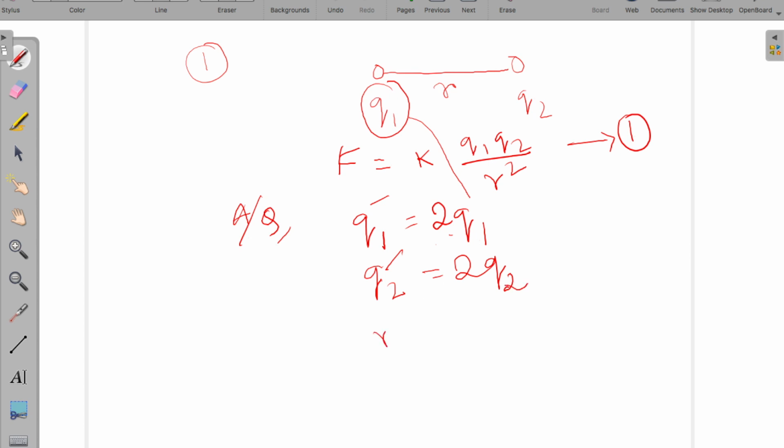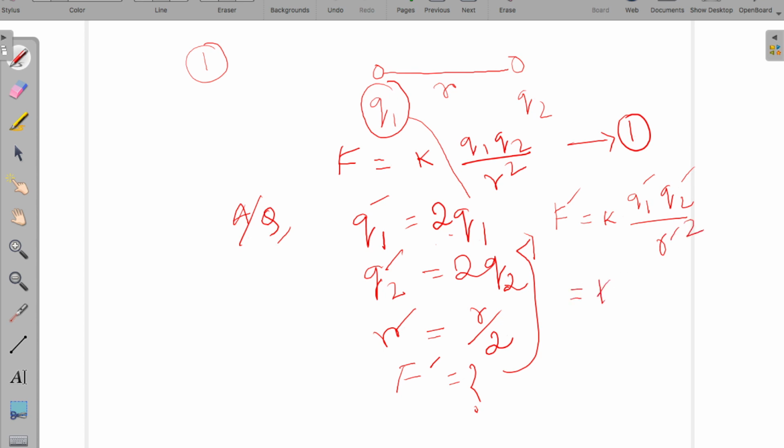Next, the distance is halved, r dash is equal to r by 2. So now the distance is halved. What will be the new force F dash in this case? We need to calculate F dash. F dash is equal to K Q1 dash Q2 dash by r dash square. Now I put the values: Q1 dash is replaced by twice Q1, Q2 dash by twice Q2, and the distance is replaced by r by 2 whole square.